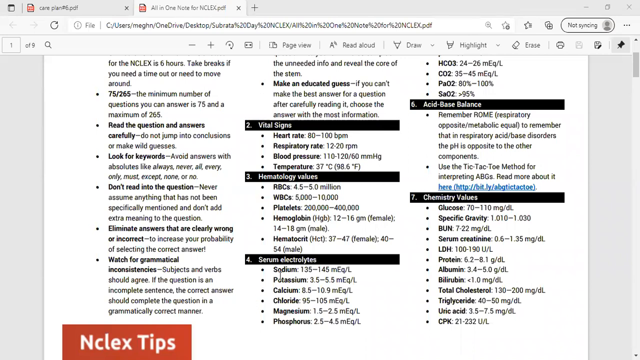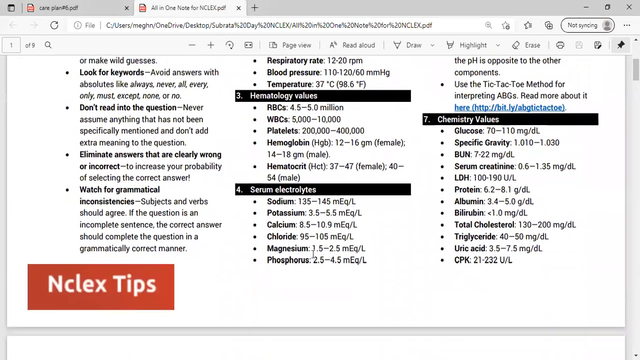Serum electrolytes: sodium level is 135 to 145 milliequivalents per liter. Potassium level is 3.5 to 5.5, whereas magnesium is 1.5 to 2.5, and phosphorus is 2.5 to 4.5. So if potassium level is altered, the patient develops arrhythmia, which can lead to cardiac arrest. If there is sodium imbalance, it leads to potassium imbalance, and potassium imbalance leads to cardiac arrest.